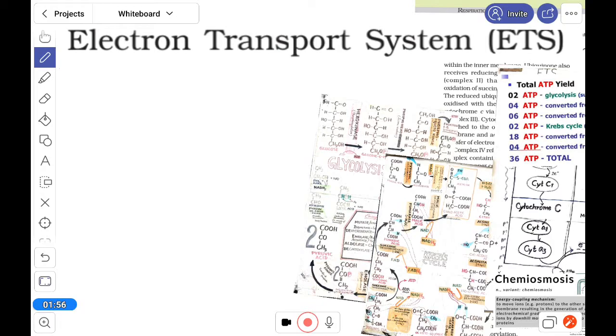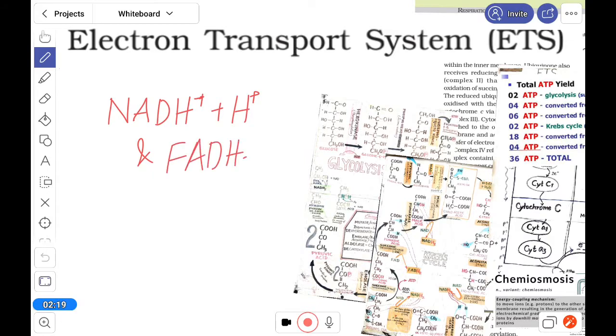It is told that the electron transport system will start from the products of glycolysis and the Krebs cycle, NADH and FADH2, these two. Let us see where we got them; again we can look back at glycolysis and the Krebs cycle, where all of these were there.